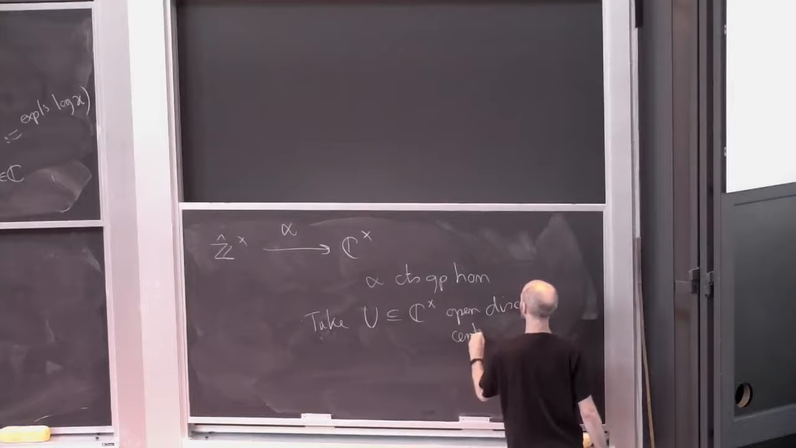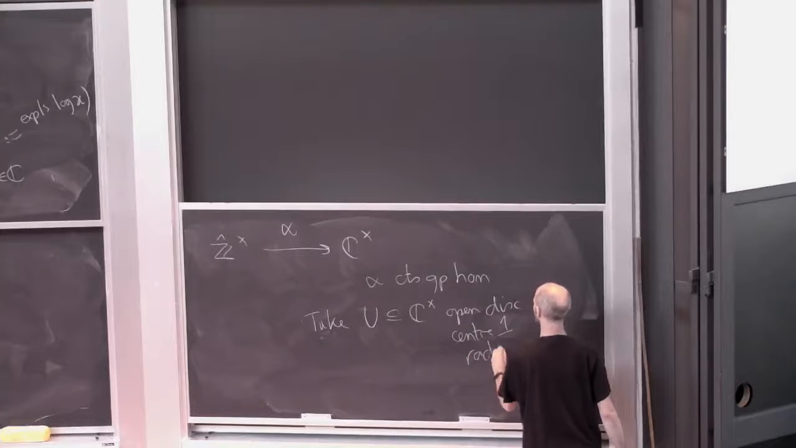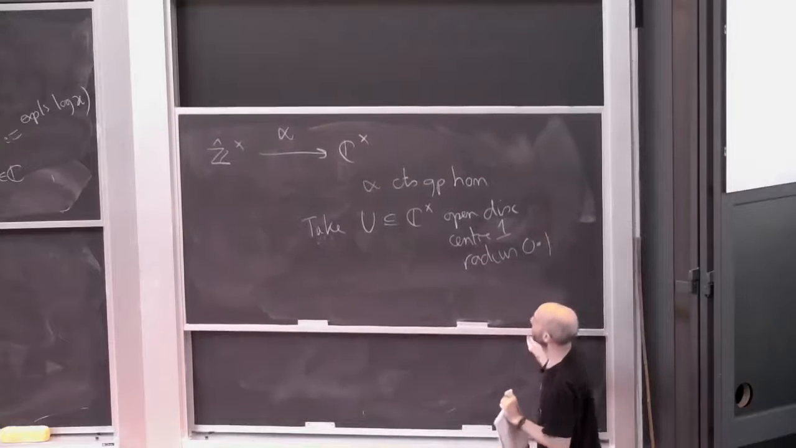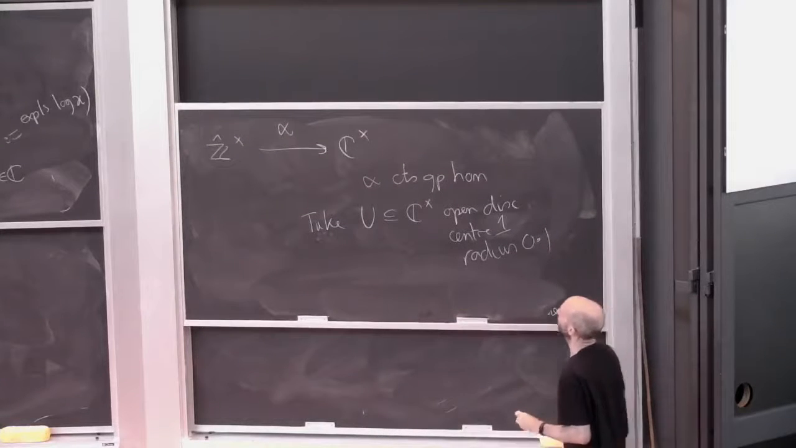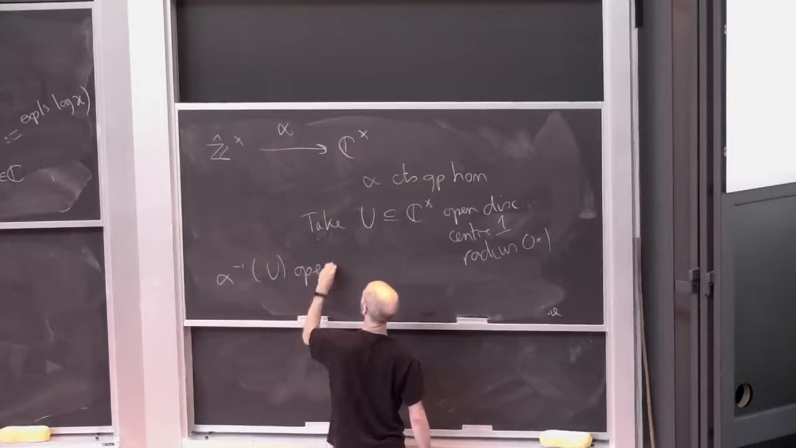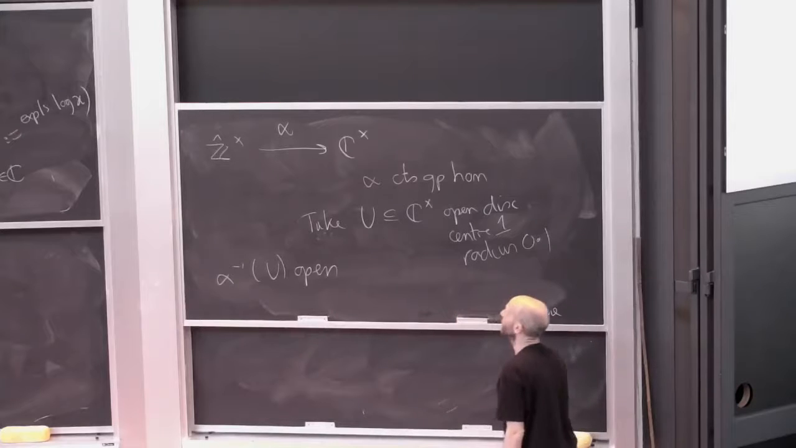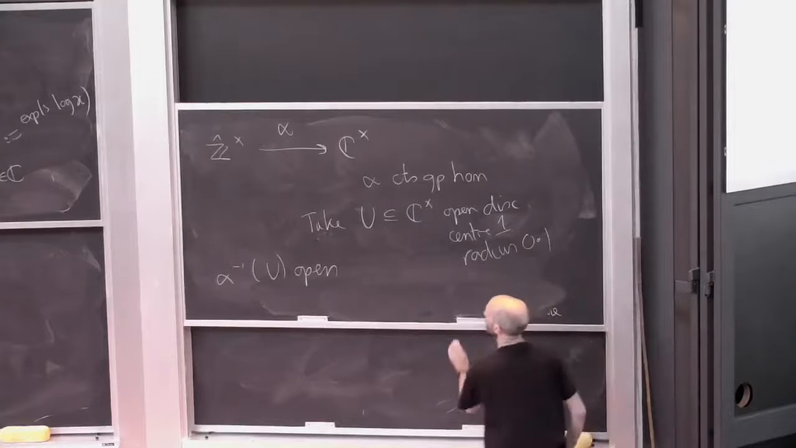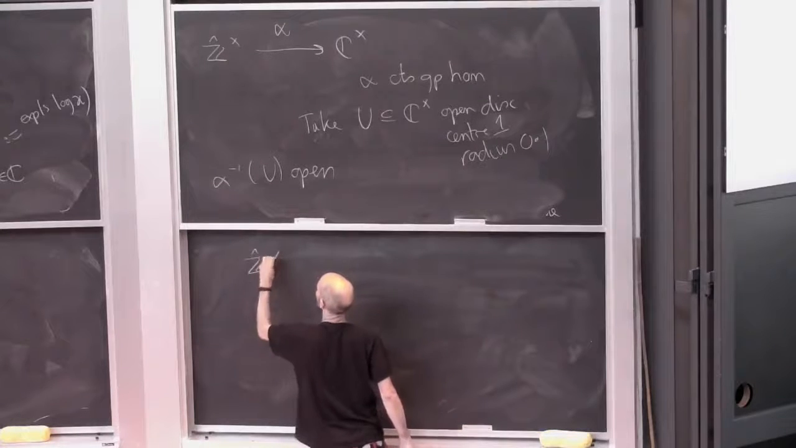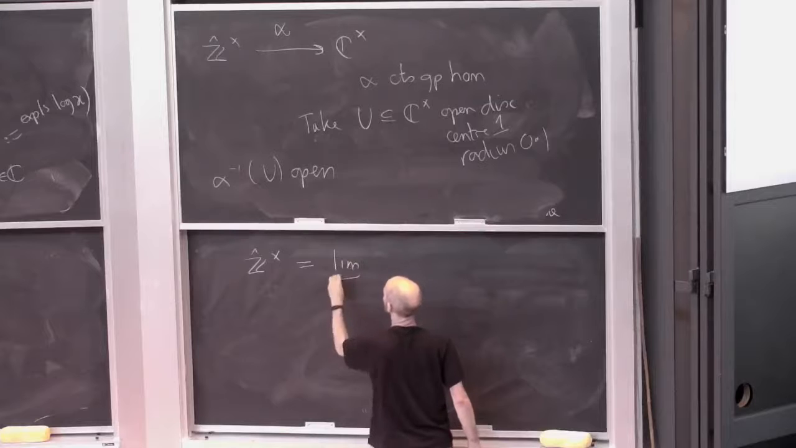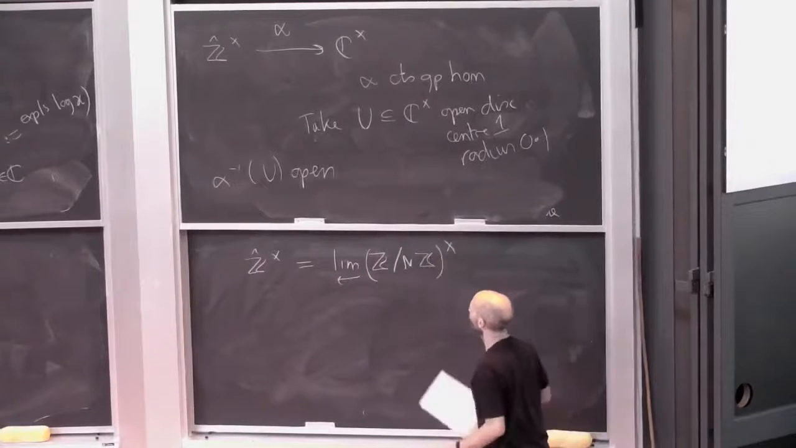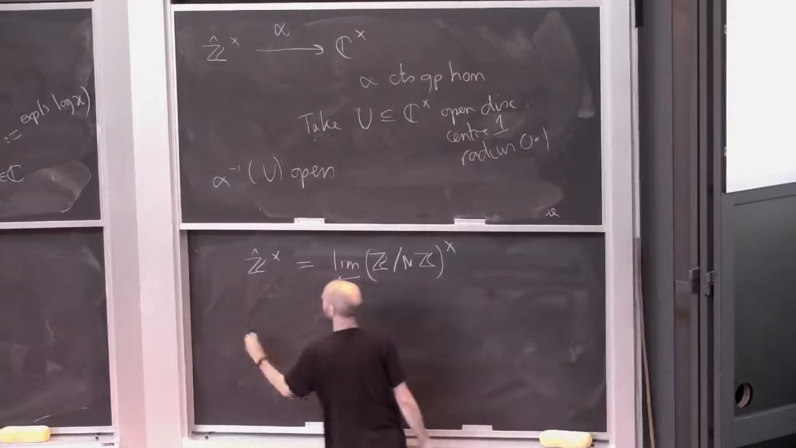center 1, radius 0.1, or some sufficiently small number. So U is an open set, right? Alpha inverse of U is going to be open. And what's a basis of open neighborhoods? Because you see, Z hat star is the limit of (Z mod NZ) star. And this defines the topology, right? So alpha inverse of U is open.